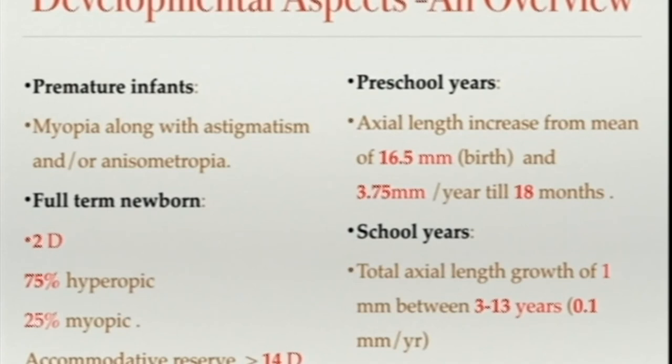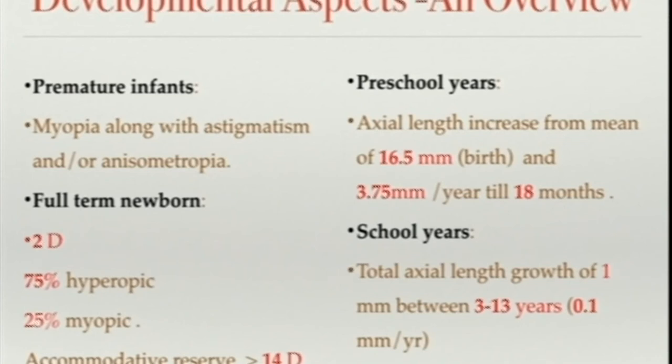We also need to know a little about the developmental aspects here. Premature infants are mostly born myopic with or without astigmatism, and full-term newborn infants are mostly hyperopic, very few of them are myopic, and they also have very high accommodative reserves.